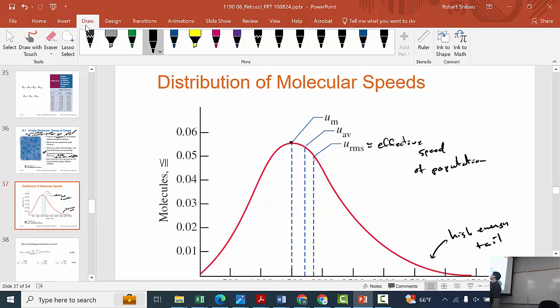And so URMS is the effective speed of the population, the entire population, I should say. You take the mean and you square it, and then take the square root of the entire population.